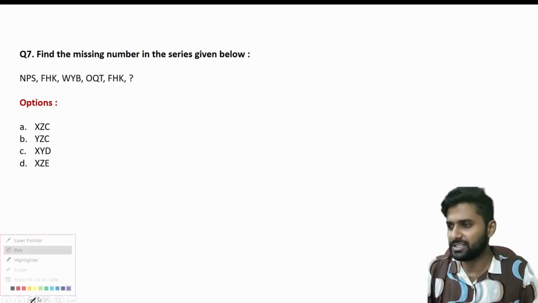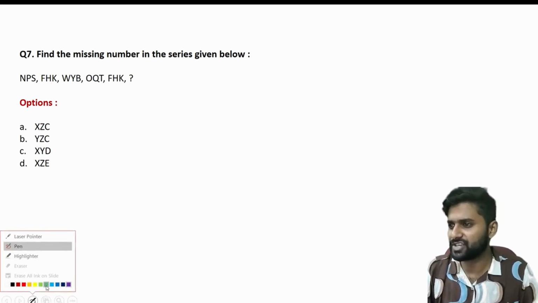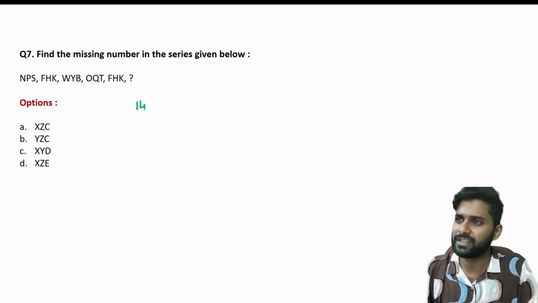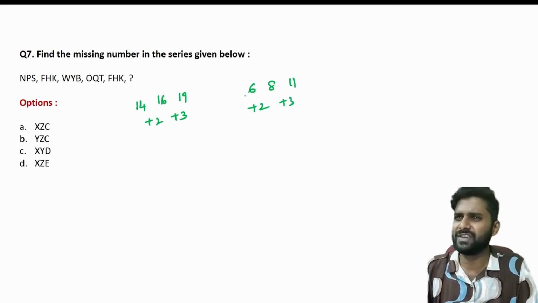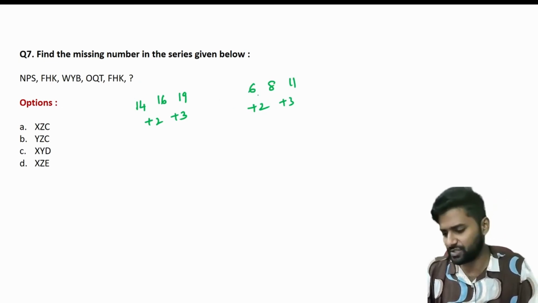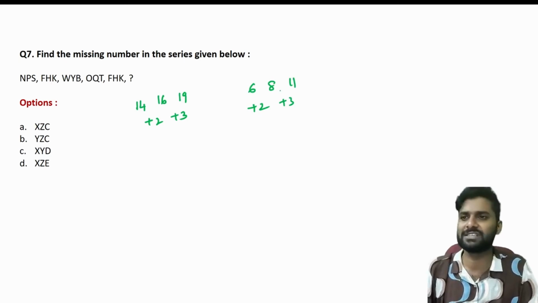Now guys, try to learn the alphabetical position of each and every letter. So 14th letter, 16th letter, 19th letter. You should understand that it goes plus 2, plus 3. Now 6th letter, 8th letter, 11th letter. Again the format is plus 2, plus 3. If you understand the logic here, you need to identify that the difference from the first letter to the second is 2 and from the second to the third is plus 3.